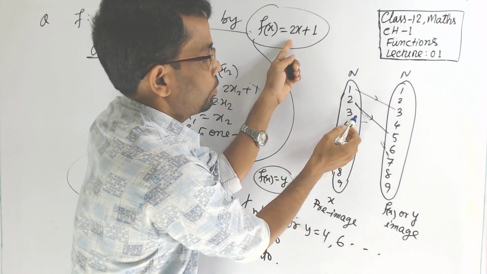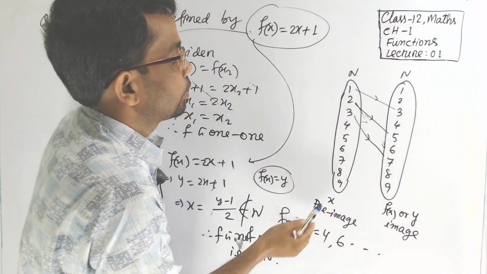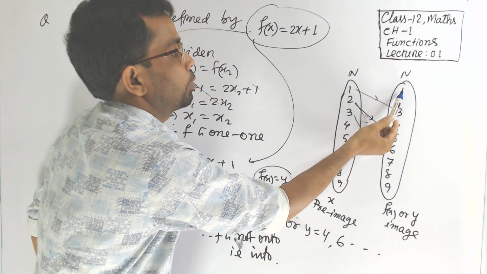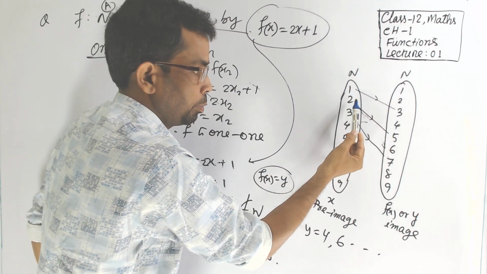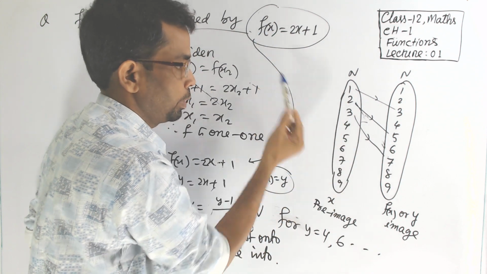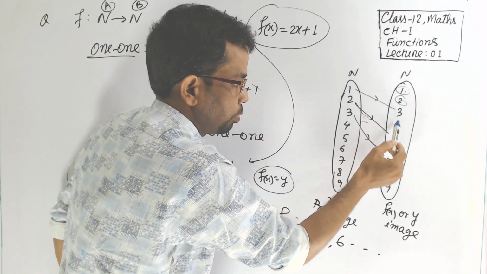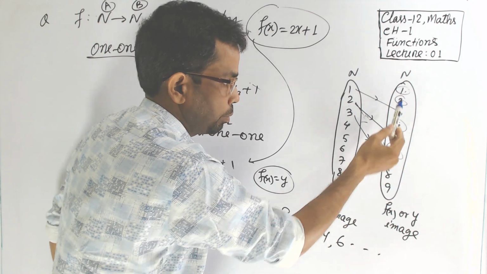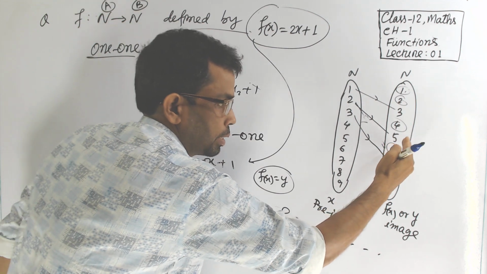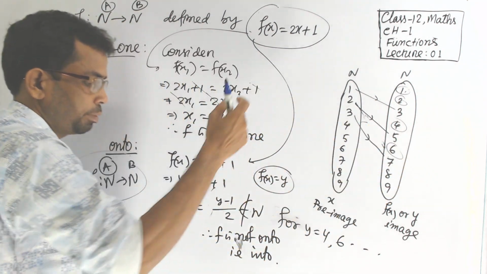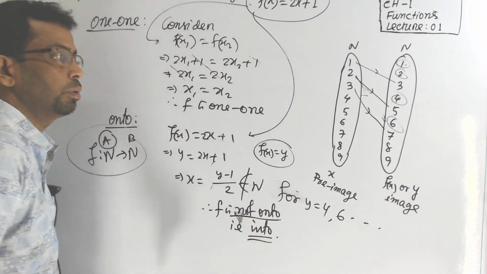3 corresponds to 7. So we can clearly see in the diagram that the natural number 1 does not have a pre-image, 2 also does not have a pre-image; only 3 has a pre-image under the function, and 5 has a pre-image, but the remaining numbers 1, 2, 4, 6 do not have a pre-image. And even if we can show a single number in the second set that has no pre-image in the first set, then the function is not onto, that means an into function.